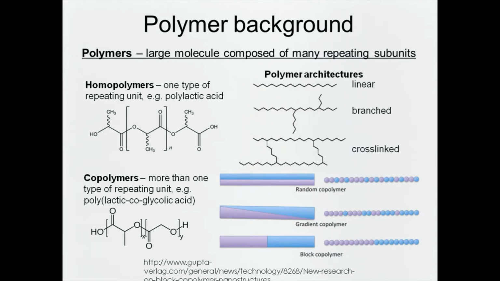And of course, you can have copolymers. We can have more than one repeating unit, such as PLGA, as was mentioned in the previous talk. And they can also have different configurations in terms of being random repeats of the subunits, or gradients, where there's more repeats at one end than the other, or block copolymers, which is more common, where you have all of one subunit at one end and all the other subunits at the other end.